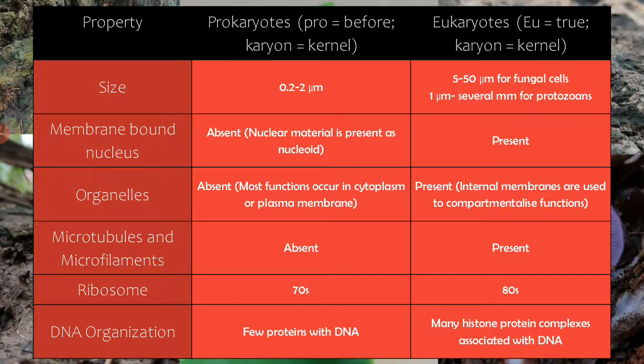We have absence of microtubules and microfilaments. These are cytoskeletal elements. So they are absent in prokaryotes, but they are present in the eukaryotes. We also have ribosome differences. Ribosome is one structure that is present in both the organisms. However, the prokaryotic ribosome is of the 70S type. S here stands for the Svedberg unit, whereas the eukaryotic ribosome is 80S type.